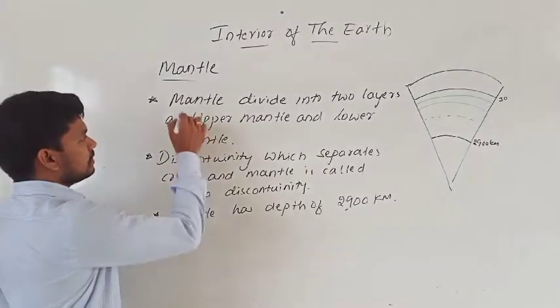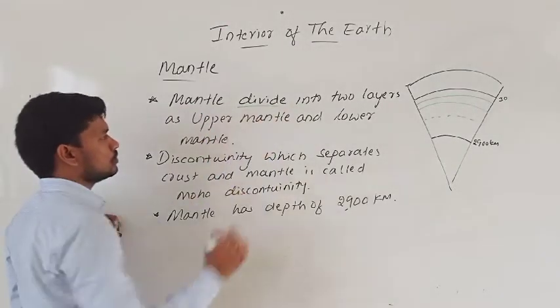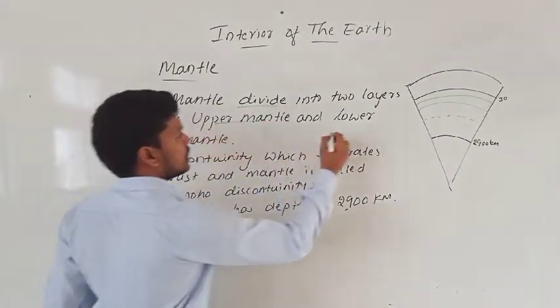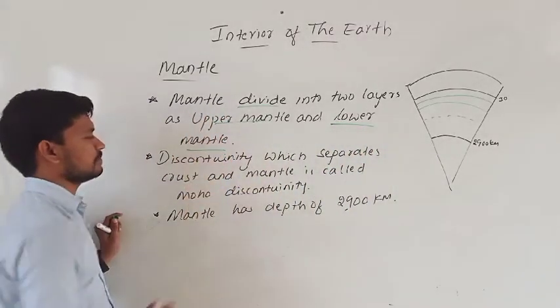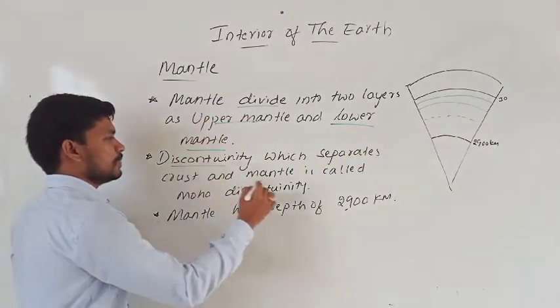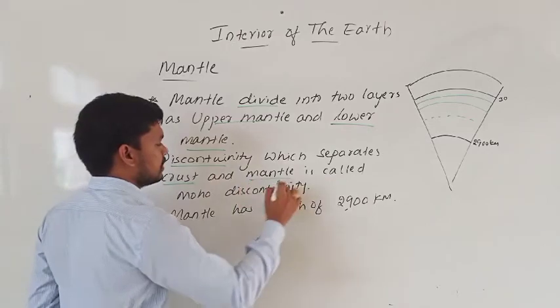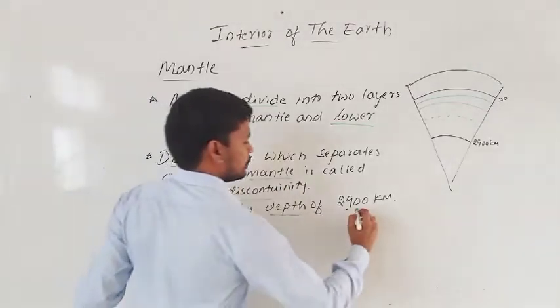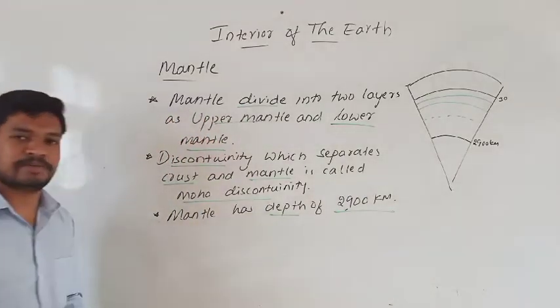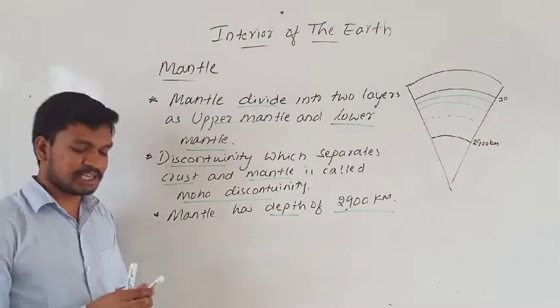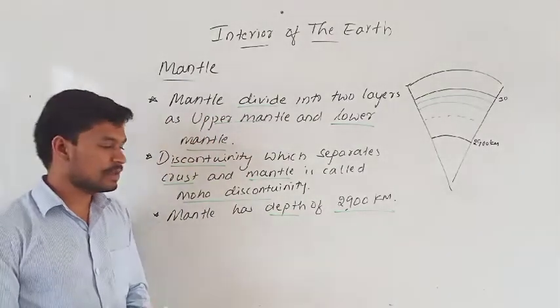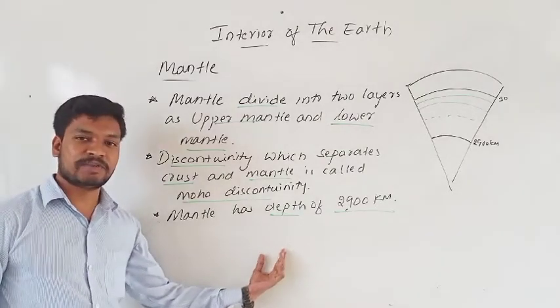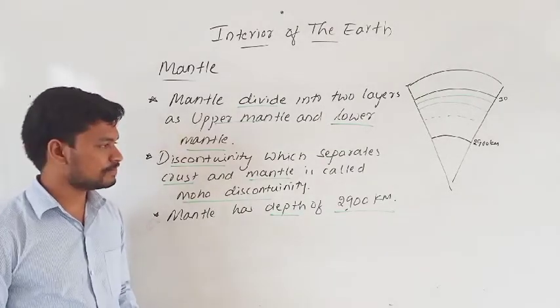The mantle is divided into two: one is the upper mantle, another is the lower mantle. The discontinuity which separates crust and mantle is called the Moho discontinuity. The mantle has a depth of 2,900 kilometers. Then it shares 84% of the volume and 67% of the mass.